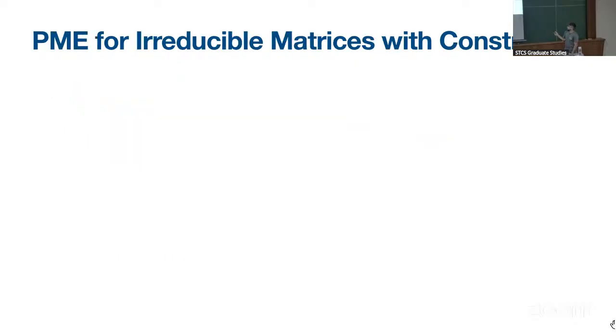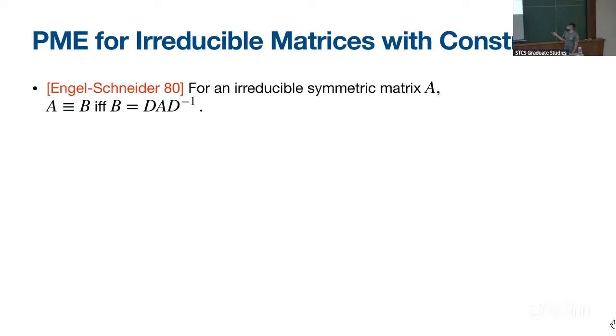So now I will mention some results that are known for principal minor equivalence for irreducible matrices using these definitions. In 1980, Engel and Schneider showed that, for an irreducible symmetric matrix A, another matrix B has the same principal minors if and only if it is diagonally similar to A.